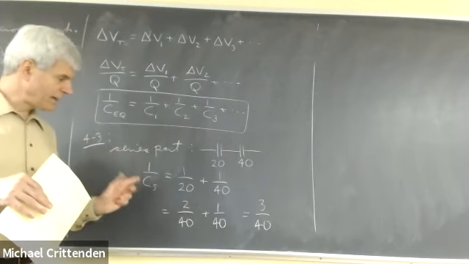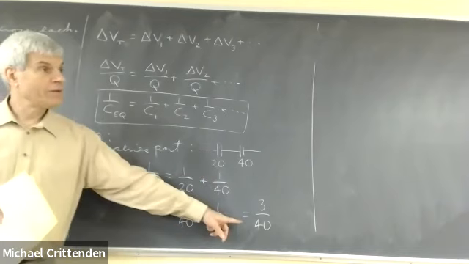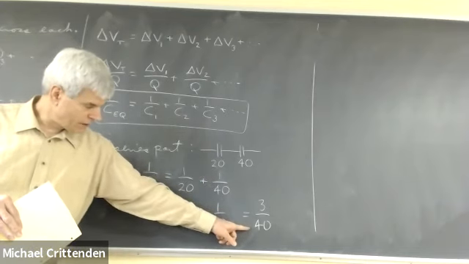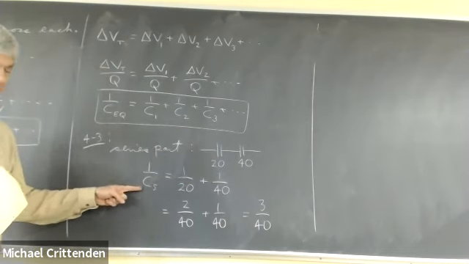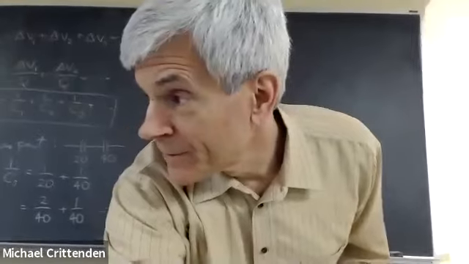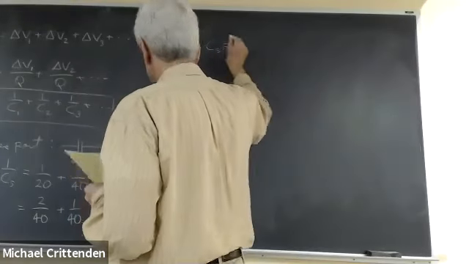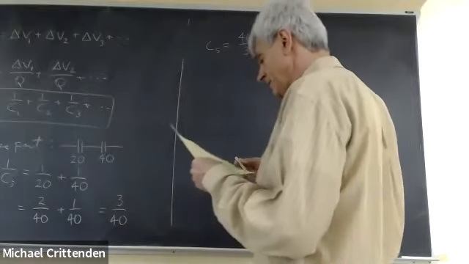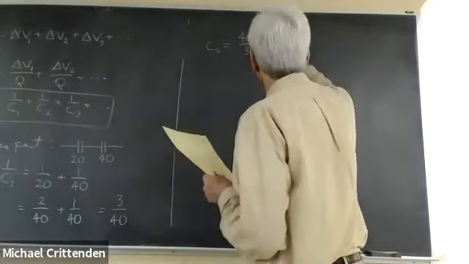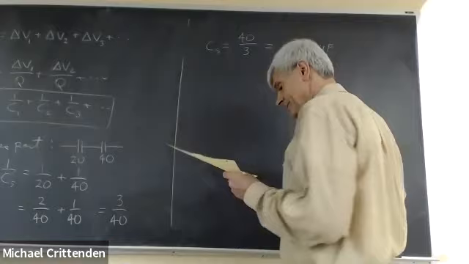The other mistake people make is they get this far and then they forget to flip it upside down. This is not the capacitance of these two capacitors. This is 1/C. If 1/C is equal to 3/40, then 40/3 is equal to the equivalent capacitance of those two, roughly 13.3 microfarads.